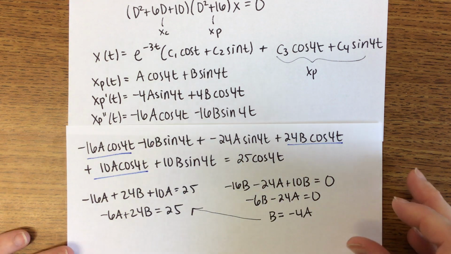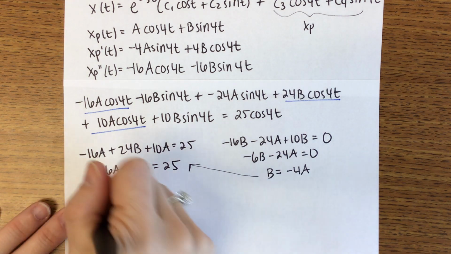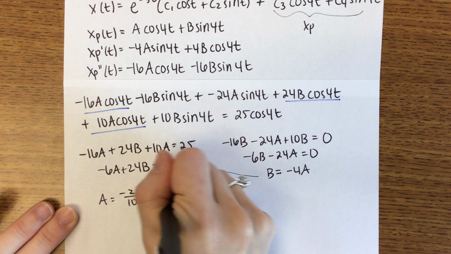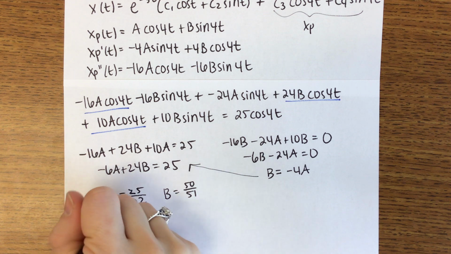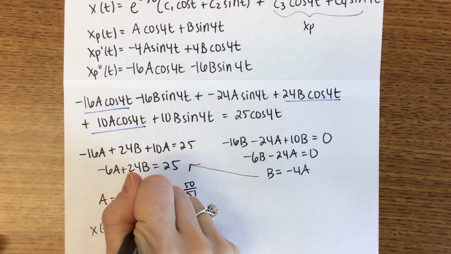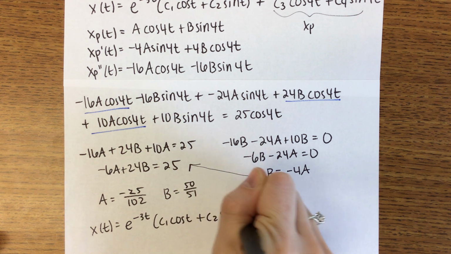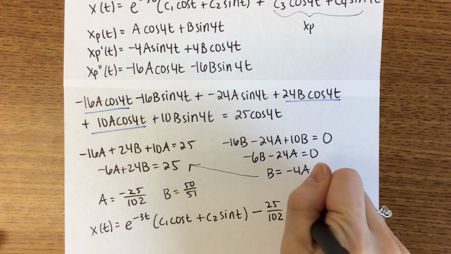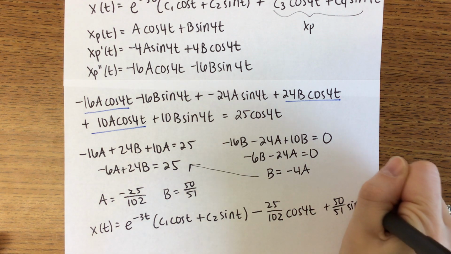Substitute that back in. Are you okay if I just tell you what a and b end up being? Okay, a ends up being negative 25 over 102. B ends up being 50 over 51. Okay, so our solution so far is e to the negative 3t, c1 cosine of t plus c2 sine of t, minus 25 over 102 cosine of 4t plus 50 over 51 sine of 4t.